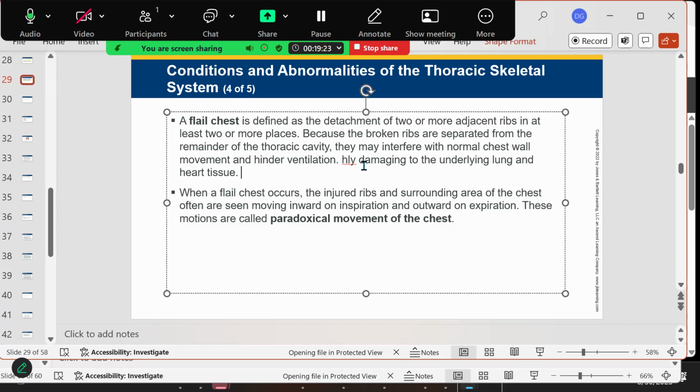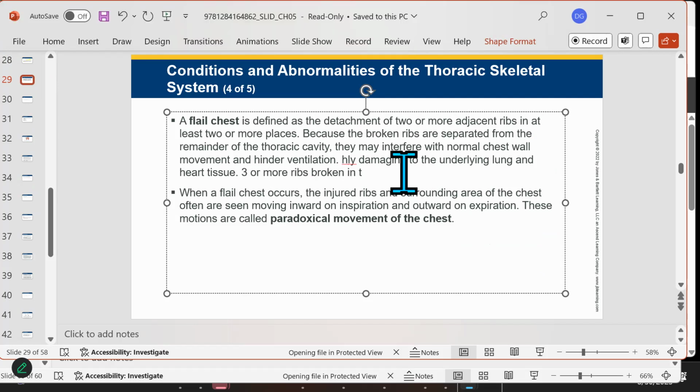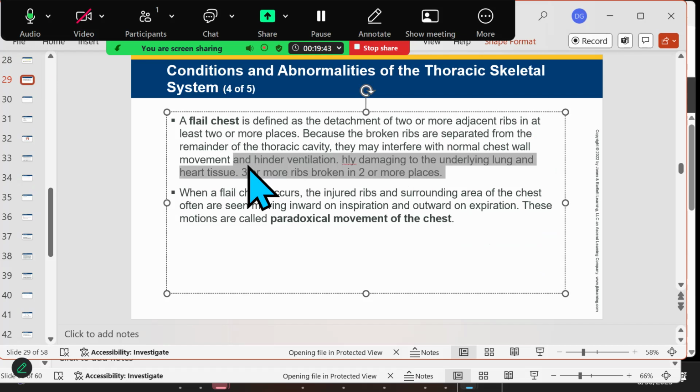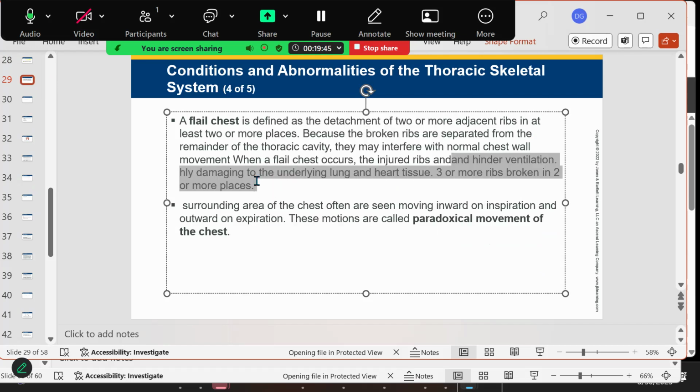Oh, that's what happened. We moved to a different slide. But flail chest is 3 or more ribs broken in 2 or more places. They have to be adjacent ribs. They have to be next to each other. There we go. That will make a very good test question, I would say.